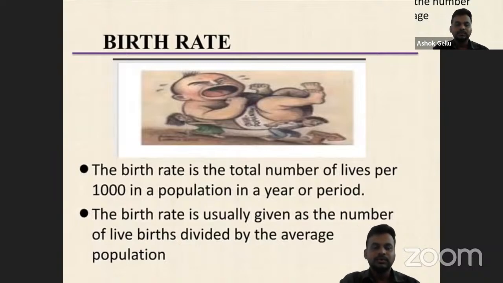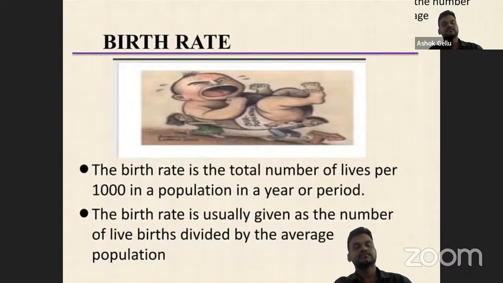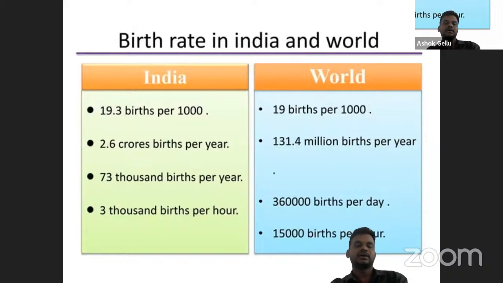Due to urbanization and industrialization, most people are migrating from rural to urban areas. Birth rate in India and the world: India 19.3 births per thousand, the world 19 births per thousand. 2.64 crore births per year in India; in the world, 131.4 million births per year. In India, 73,000 births per day, compared to the world, 3,000 births per hour.